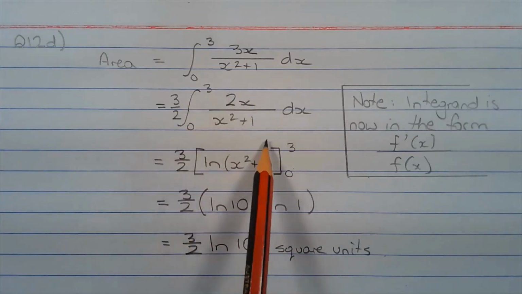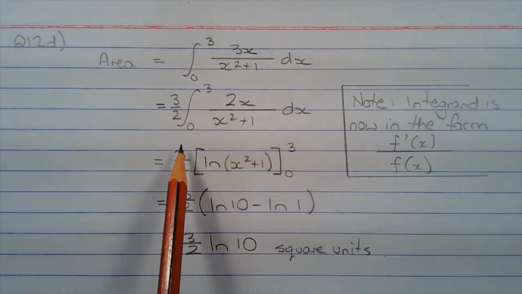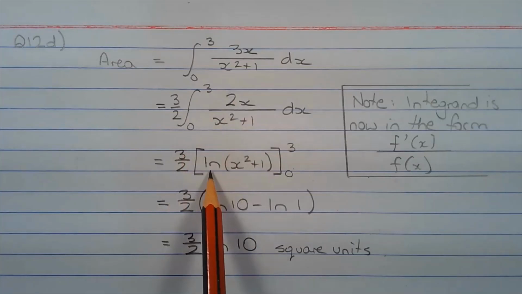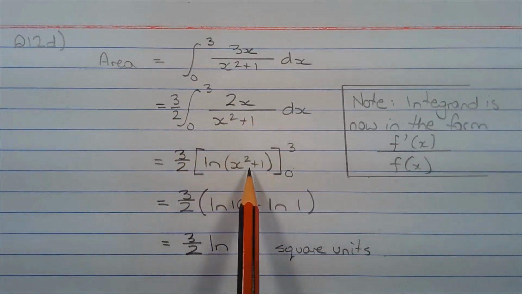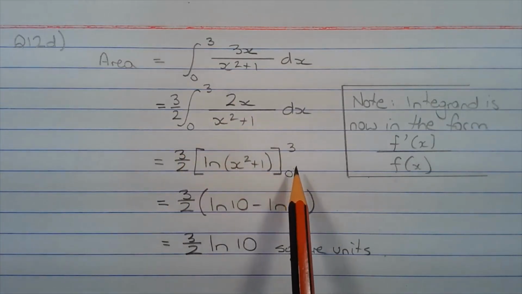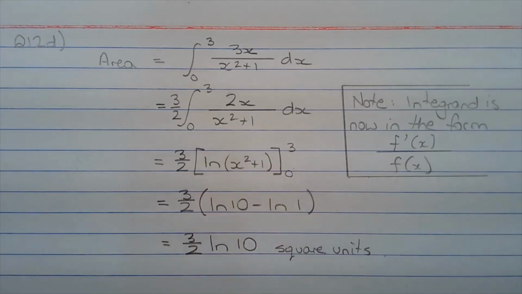So integrating this expression, that equals 3 over 2 multiplied by ln of x squared plus 1, so ln of f of x, from x equals 0 to x equals 3. Applying the limits of integration, that equals 3 over 2 multiplied by ln of 10 minus ln of 1, and ln of 1 of course is 0, and that equals 3 over 2 multiplied by ln of 10 square units.